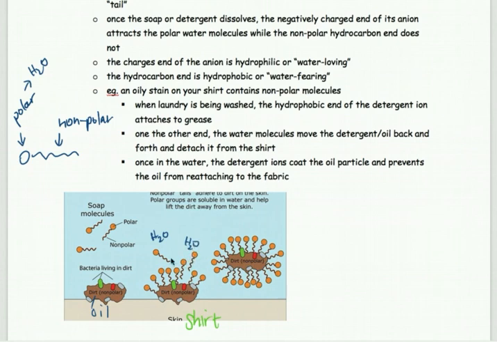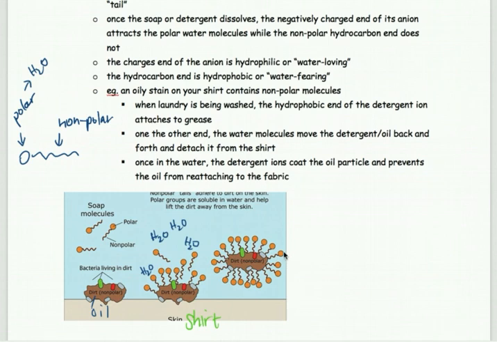So then the head end here is going to be attracted to the water, and the water is being swished around here. Remember the water is all hydrogen bonded to each other and so forth. So when the water is being moved around like this, it'll end up pulling the dirt up, like pulling up on the head of the soap here. And the tail part is holding onto the dirt, so then the dirt will get pulled off the shirt.